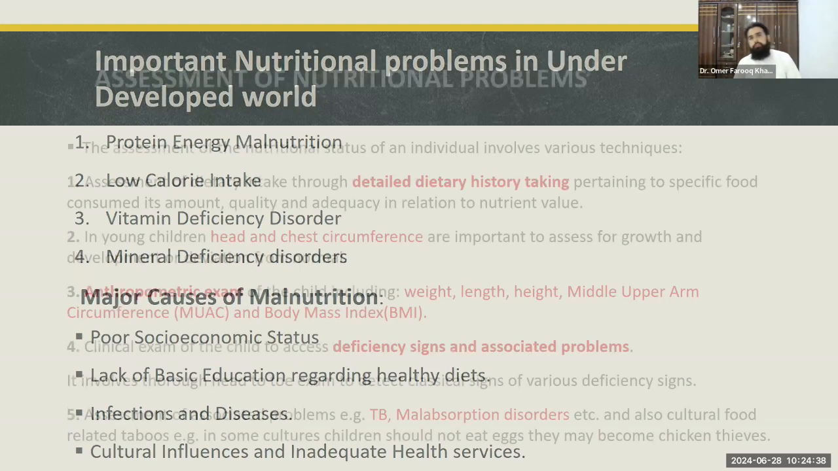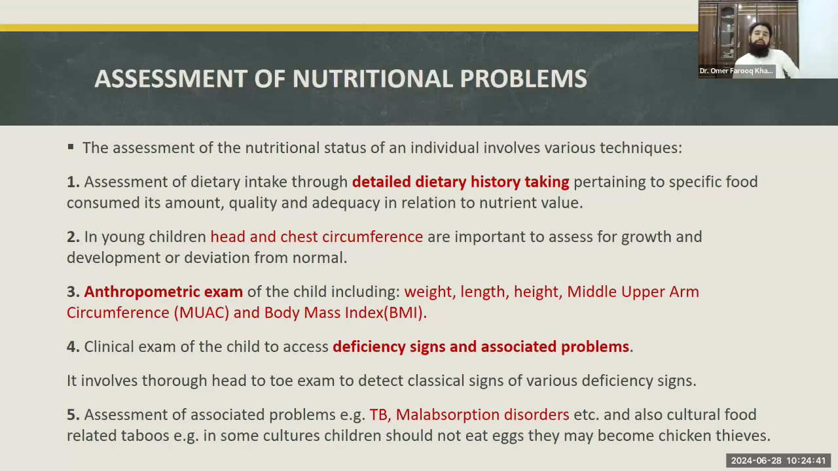Then, assessment of nutritional problems. The assessment of the nutritional status of an individual involves various techniques. Whenever you are a healthcare professional working in a healthcare setting, it doesn't even matter whether you are a pediatrician or a doctor or not. If you are a paramedic, a nurse, a ward boy, a midwife working in a pediatric ward, you should know the basic assessment of any child, how to assess the nutritional problem in a child.